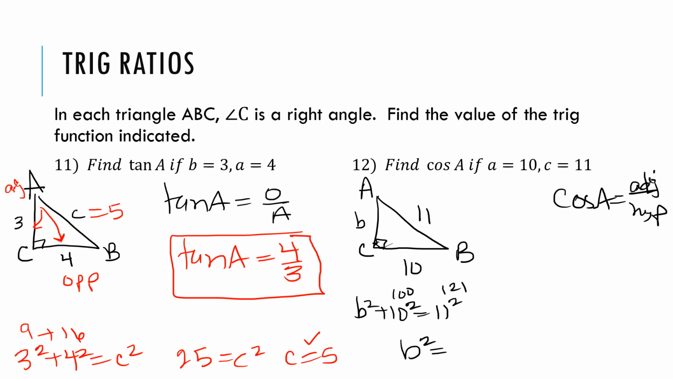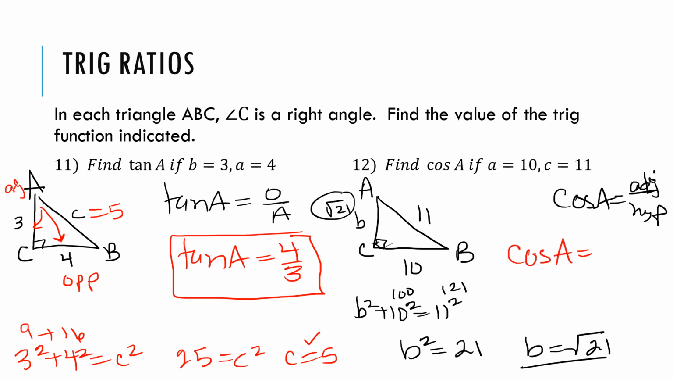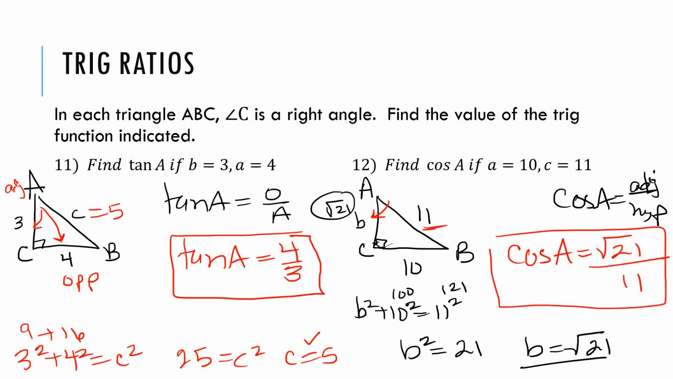So when we subtract, we get b squared equals 21. And when we take the square root, it doesn't simplify. So our b value, the adjacent side, is the square root of 21. In order to find cosine of angle A, I need the adjacent side, which is the square root of 21, divided by the hypotenuse, which is 11. And there you go. We're getting there, gang.